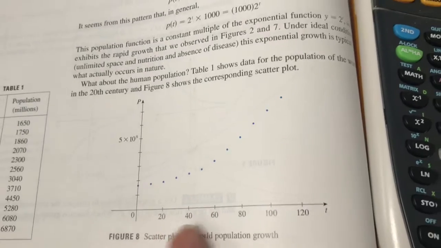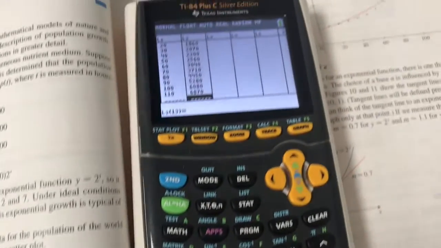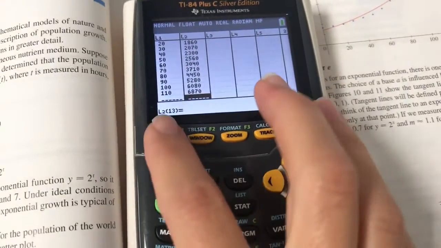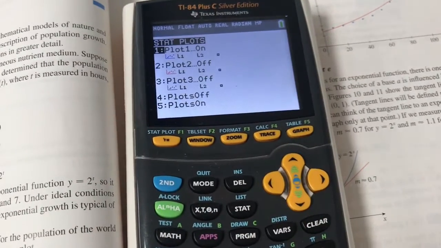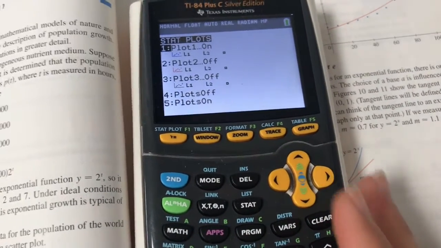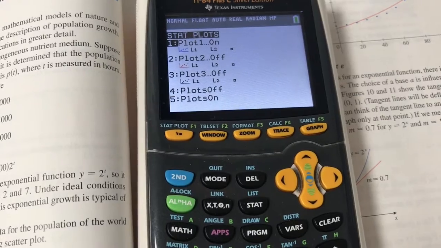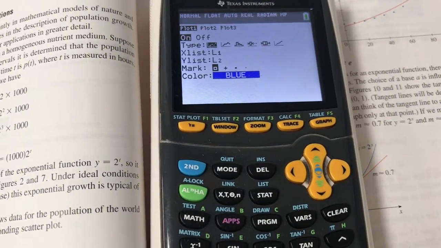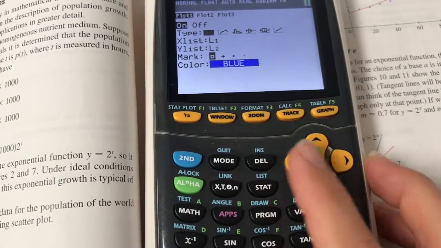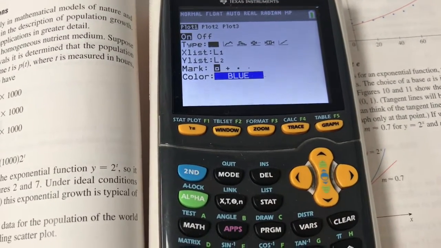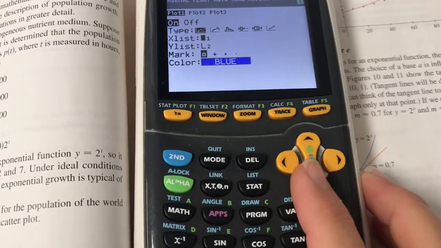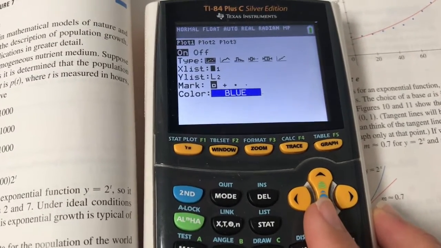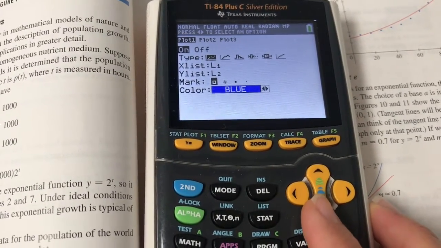So here is the scatter plot. I'm going to show you how we can do that in our calculator. Notice in blue it says stat plot. Right now in my calculator, number 1's turned on, 2 and 3 are turned off. So I'm going to click on number 1, make sure it's turned on. And notice how the first picture is a scatter plot picture, so you want to select that if it's not selected. And then make sure the X list is list 1 and the Y list is list 2.